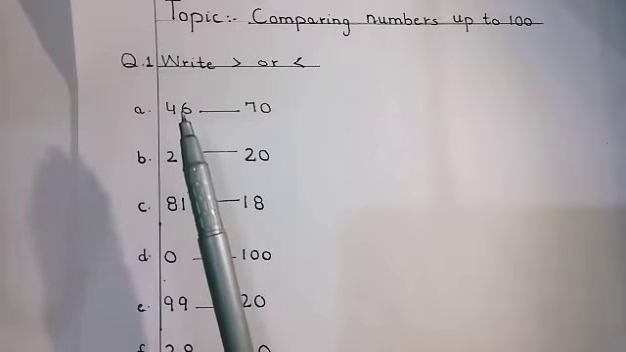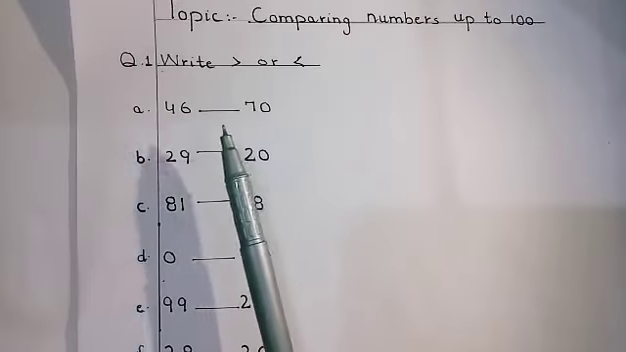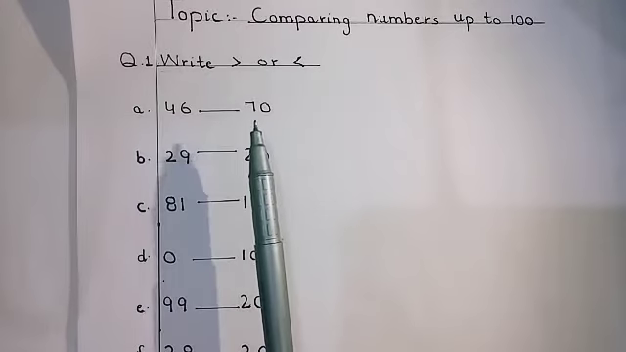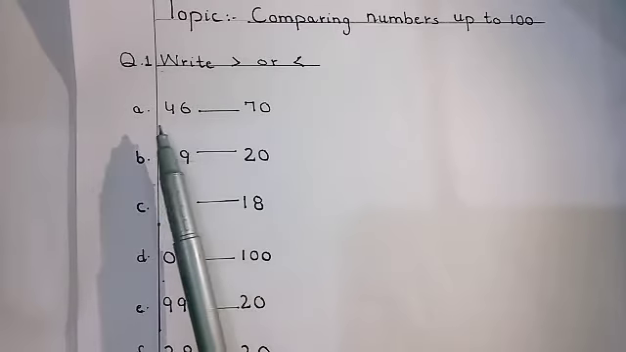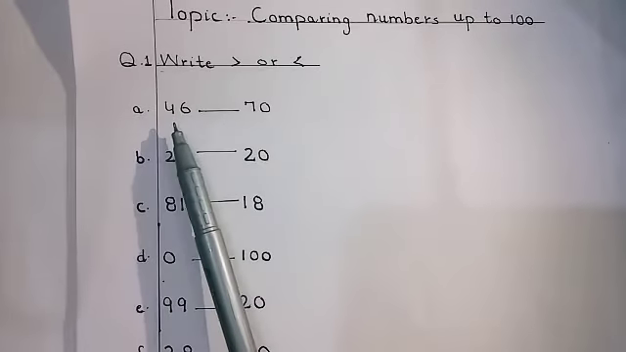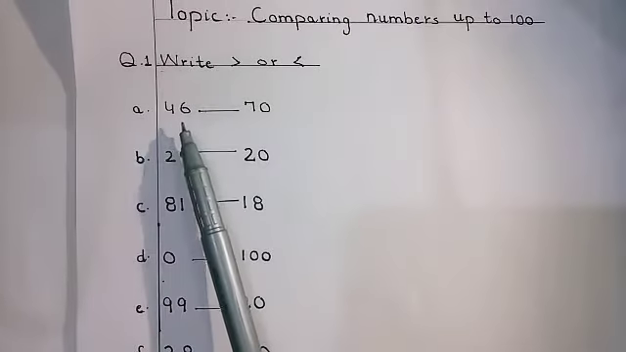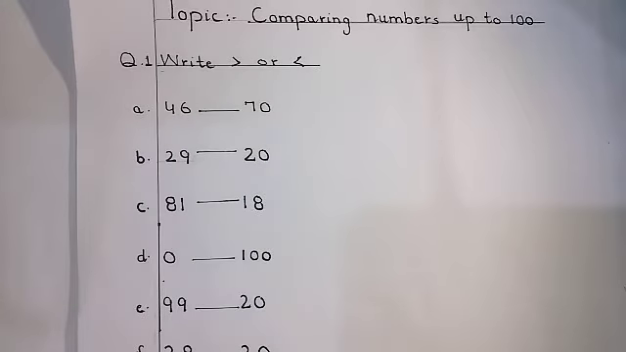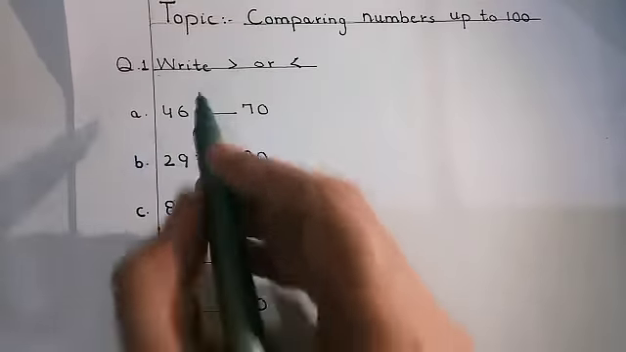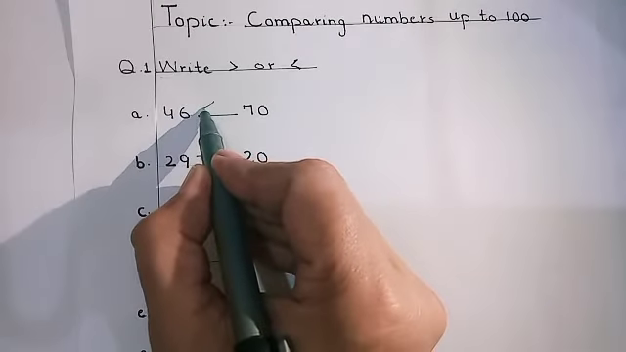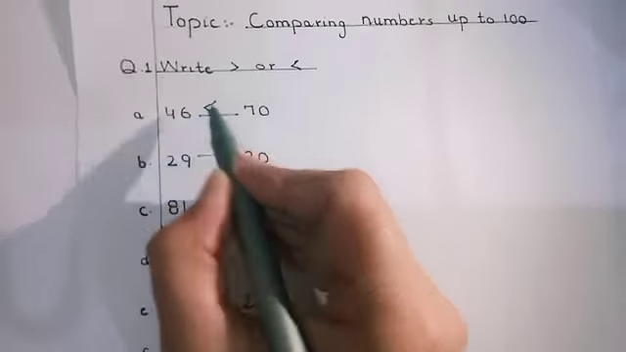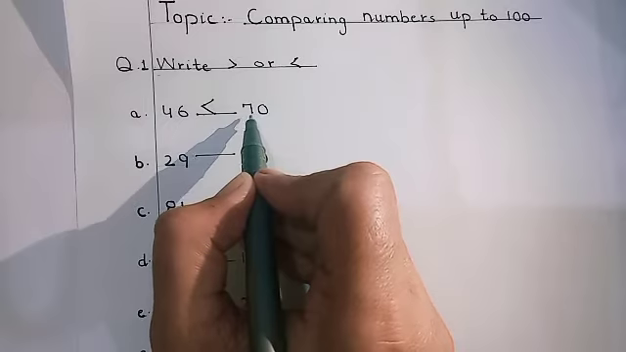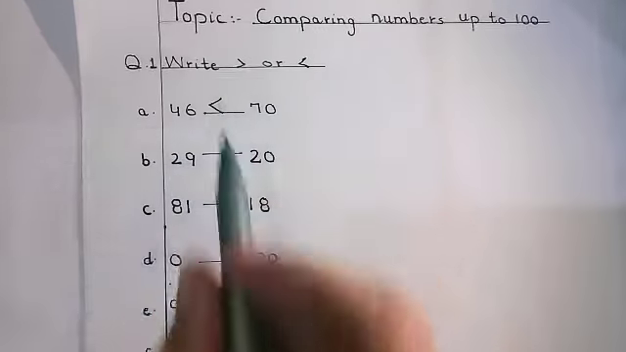A is here. 46 dash 70. So you will have to compare this number to this number. 46, 4 is here and 7 is here. 4 tens mean 40 and 7 tens mean 70. 4 tens 6, 46, and 7 tens make together 70. So which number is greater and which is lesser? 46 is less than 70. Look at here, this open face will move towards the bigger or greater number.